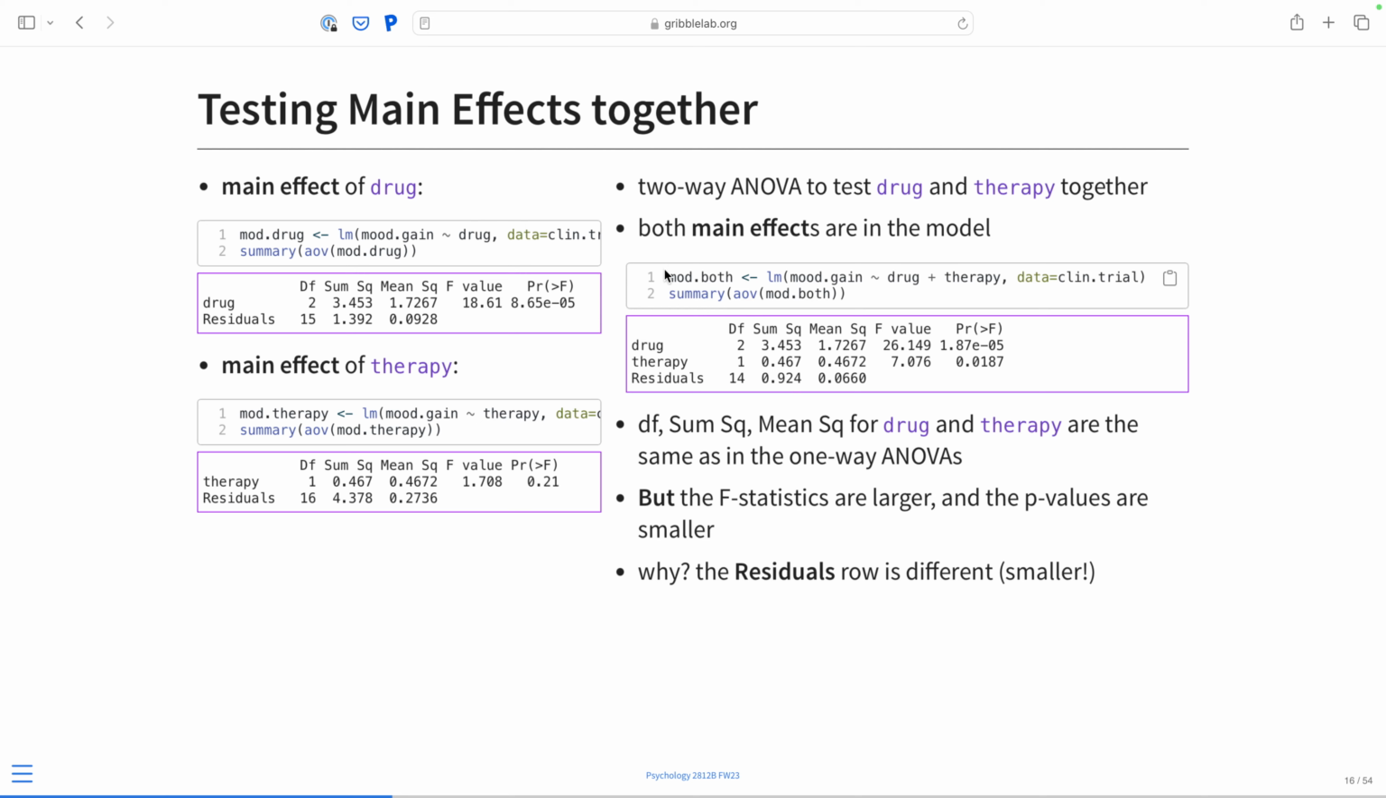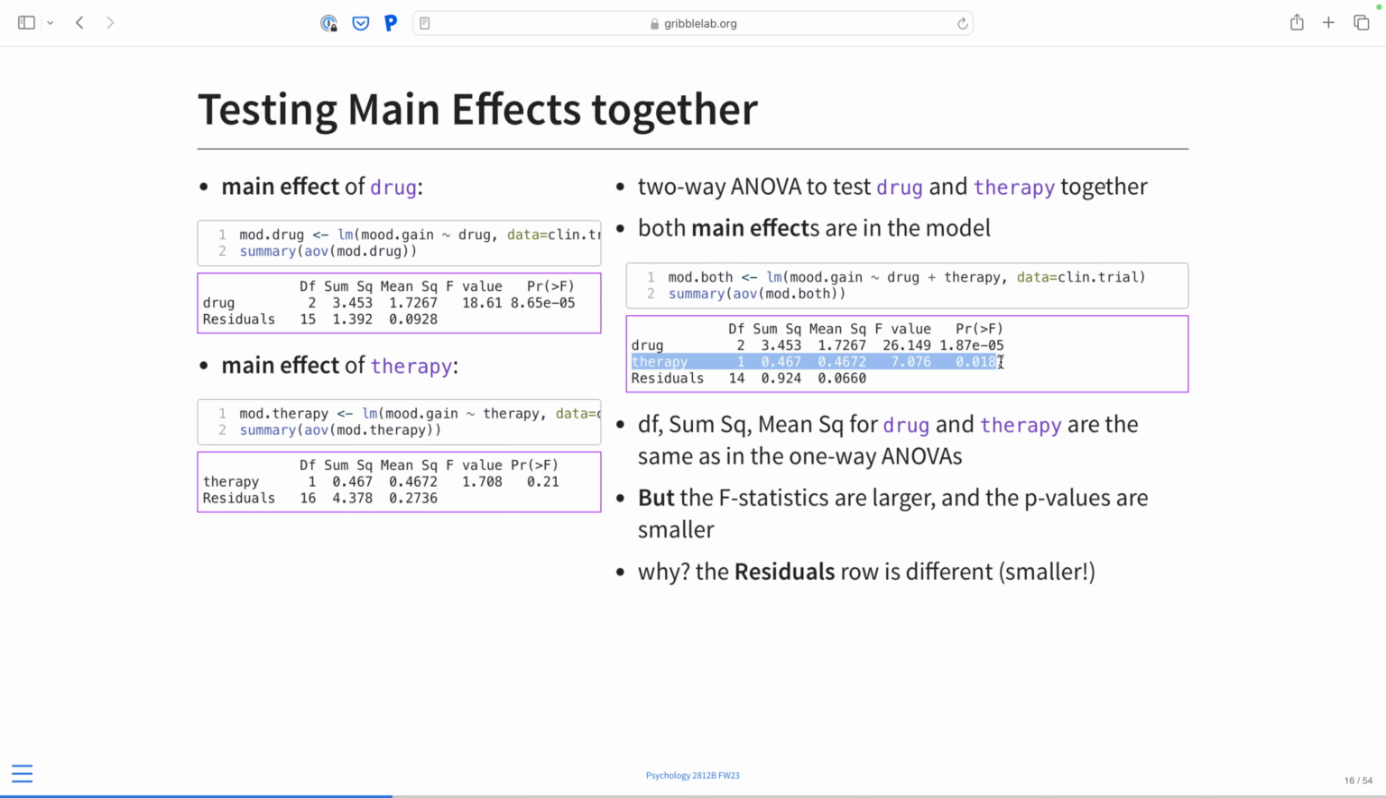So let me illustrate this with this new model here. mod.both equals linear model. Mood gain varies with drug plus therapy. Just like in a multiple regression. Drug plus therapy. And let's look at our ANOVA table output. So we have the main effect of drug first, and just have a look at that row, and compare it to the one on the left where drug was the only thing in the model. The degrees of freedom are the same, the sum of squares is the same, the mean square is the same. The F value is different, which we'll talk about in a second.